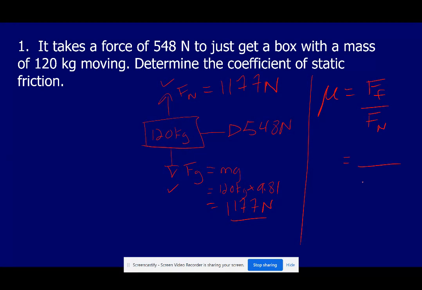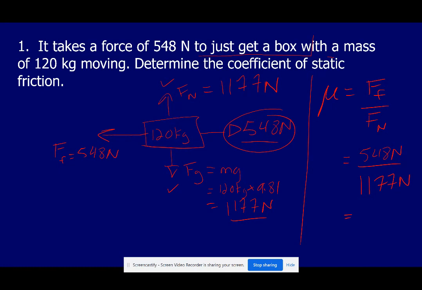All right, well, now we know the normal force is 1177. We don't yet know friction. It says it's pushing with 548, but if it takes 548 newtons just to get it moving, that means that friction was 548 newtons also. If that's how much force it takes to start it moving, then that's what friction was. So I go 548 newtons here.